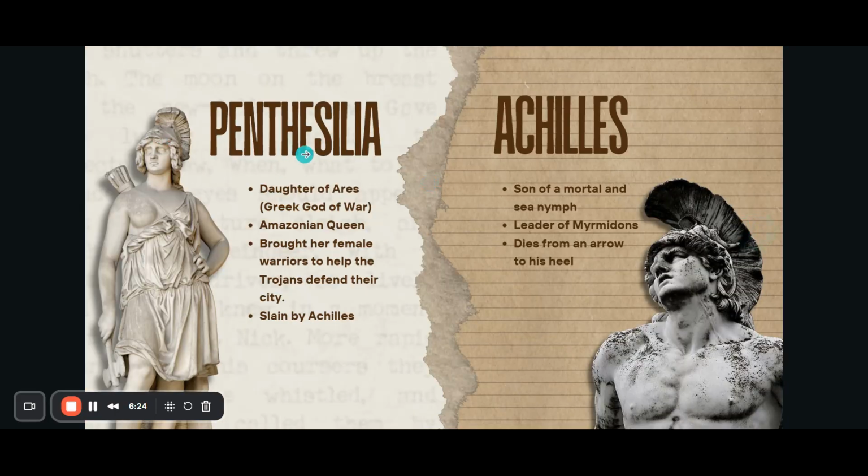Penthesilea was believed to be the daughter of Ares, who, according to Greek mythology, was the god of war. She is the Amazonian queen who brought her all-female army to Troy to help the Trojans defend their city, and she was eventually killed by Achilles, as we saw in the artwork earlier.